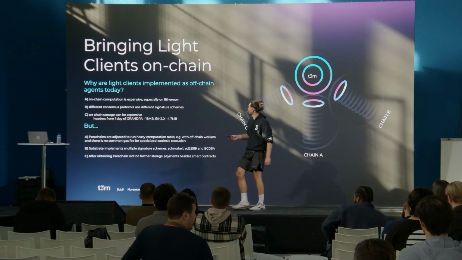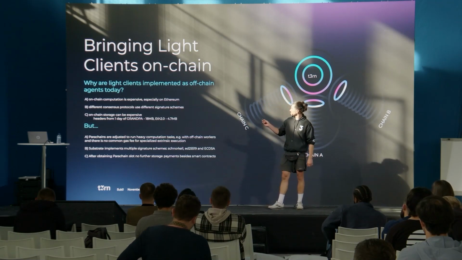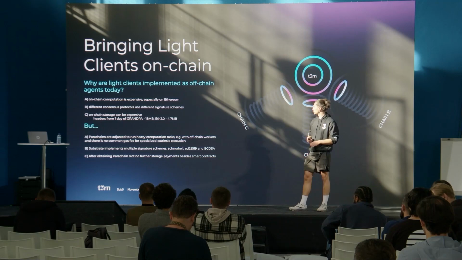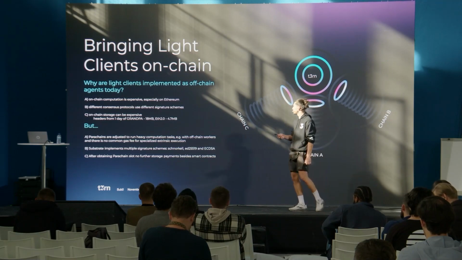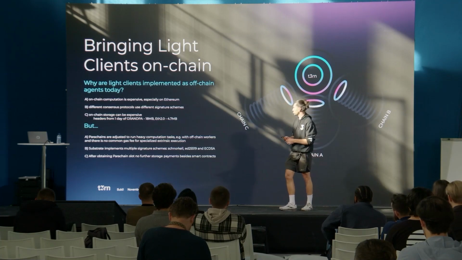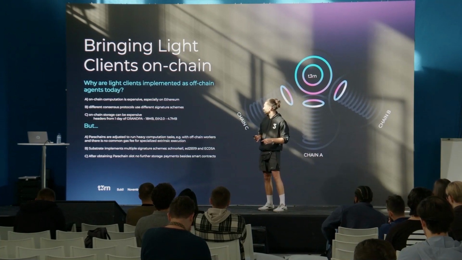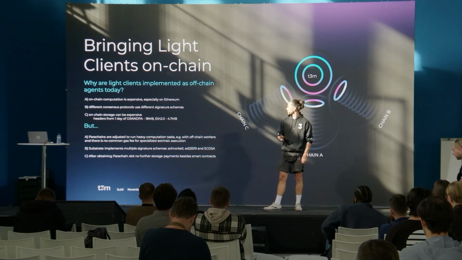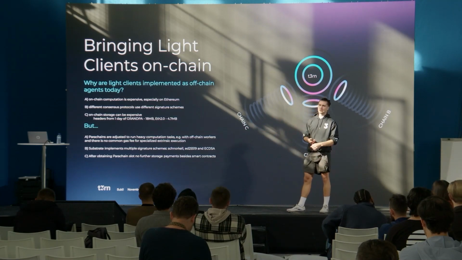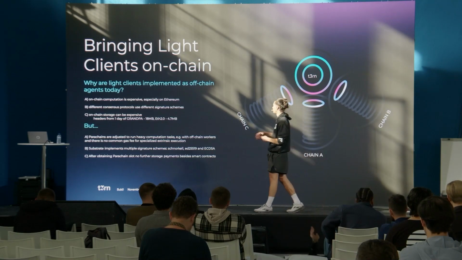Most of the light clients are written off-chain. This is a general tendency that has been so far primarily, I believe, because on Ethereum, the on-chain computation was pretty much expensive. Also, on-chain storage can be expensive. So, for example, we now experiment with light clients that are collecting all of the headers from Grandpa.